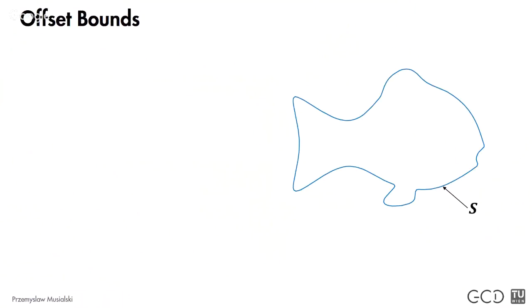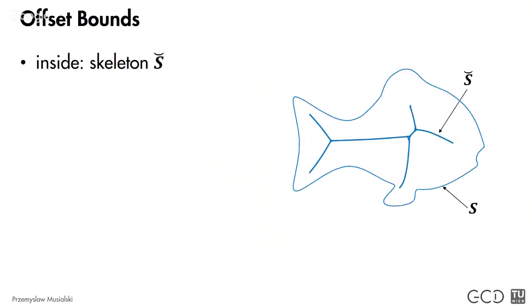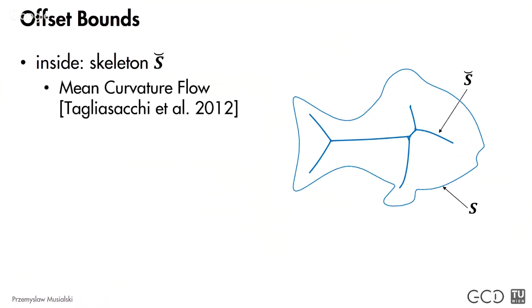So the first problem is about the offset bound. How far can we offset? Obviously, if we offset too far, we encounter problems like self-intersections, which would destroy the physical validity of the shape. We can have local or global self-intersections which we would like to avoid. And we do that by computing a skeleton inside of the object. This is some approximation of a medial axis. And we do it by using the so-called mean curvature flow algorithm, which iteratively smooths the surface until it shrinks to this skeleton like that.